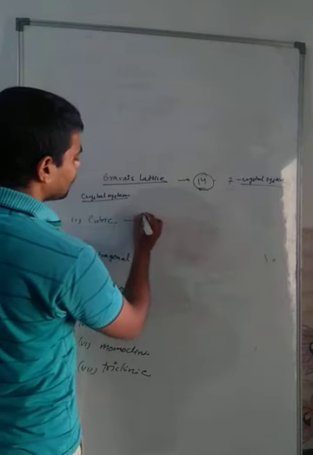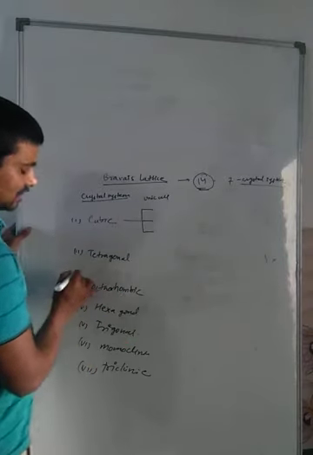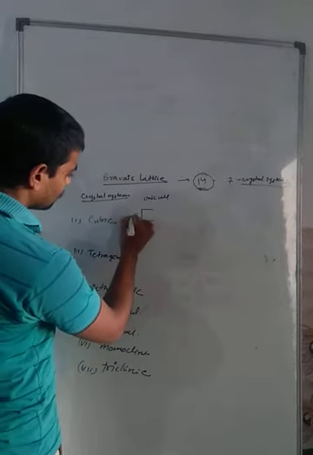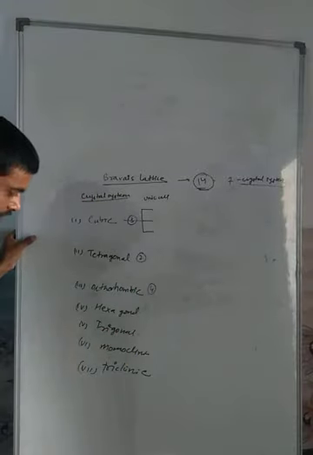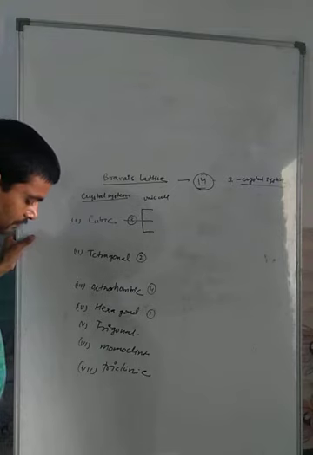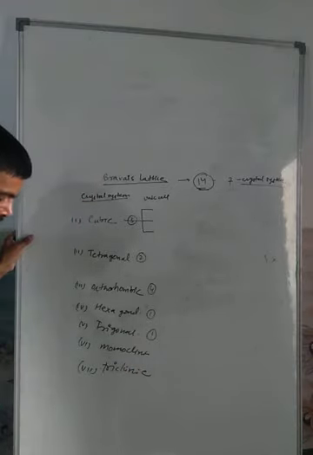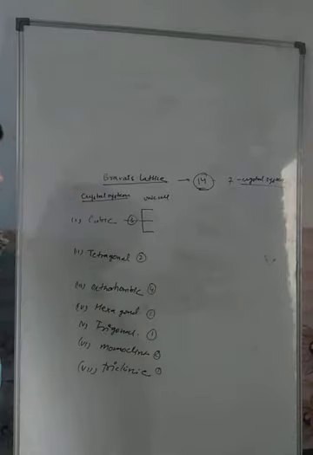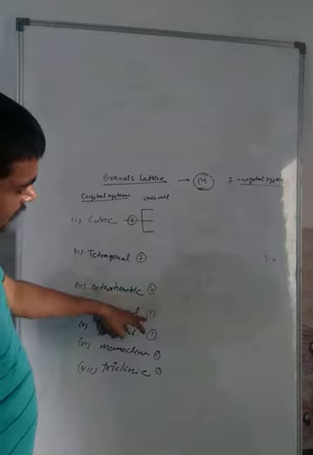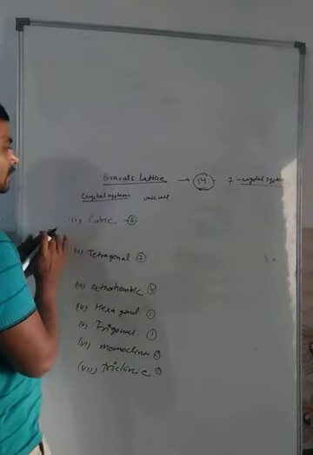Cubic has 3 types of unit cell. Tetragonal, 2 unit cells. Orthorhombic, 4 unit cells. Hexagonal, 1 unit cell. Trigonal, 1 unit cell. Monoclinic, 2 unit cells. And triclinic, 1 unit cell. If we add these, 3, 5, 9, 10, 11, 12, 13, 14, total 14 Bravais lattices.